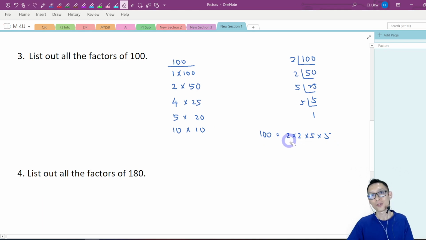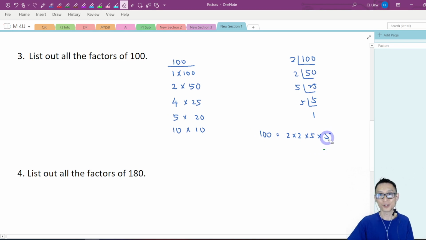No, 4 is a factor of 100. How do I know 4 is a factor of 100? Since I don't see any 4 here, 4 is a combination of 2 times 2. 2 times 2 will give you 4. Therefore 4 is a factor of 100. 4 times what gives us 100? 4 times this 5 times 5, which is 25.